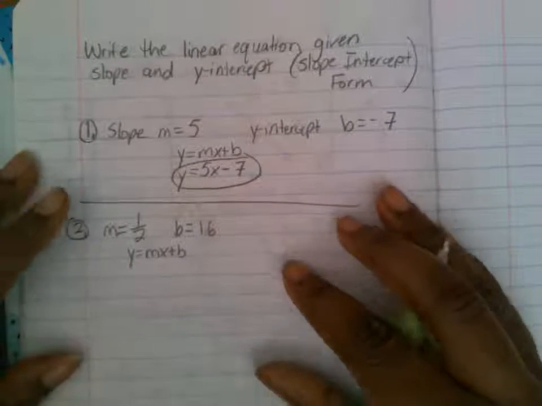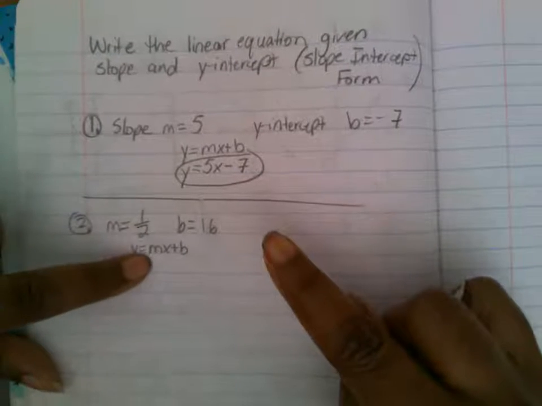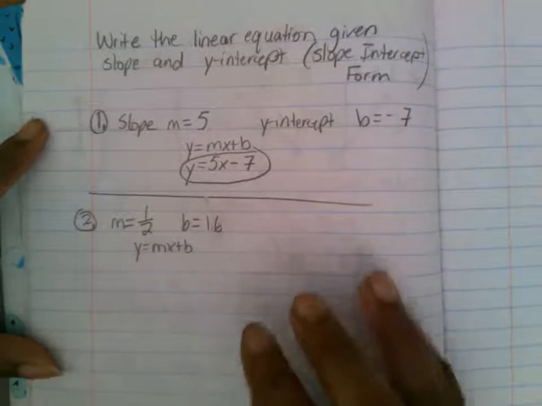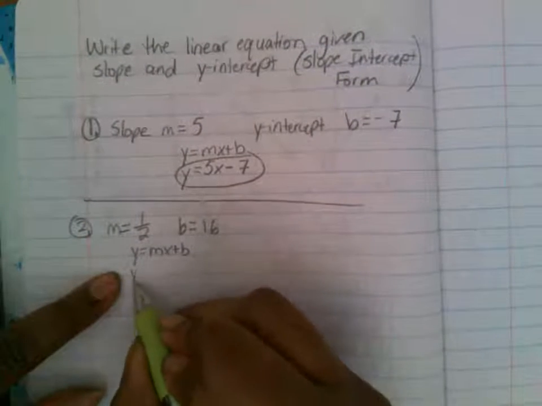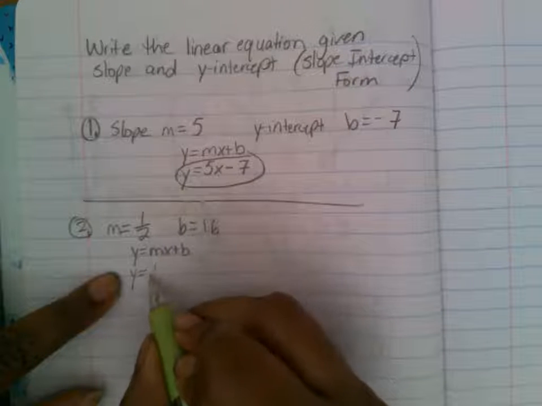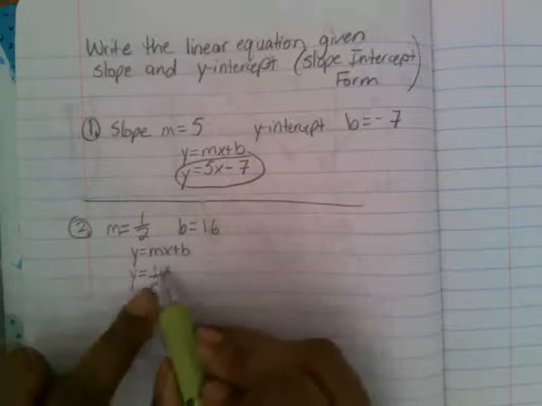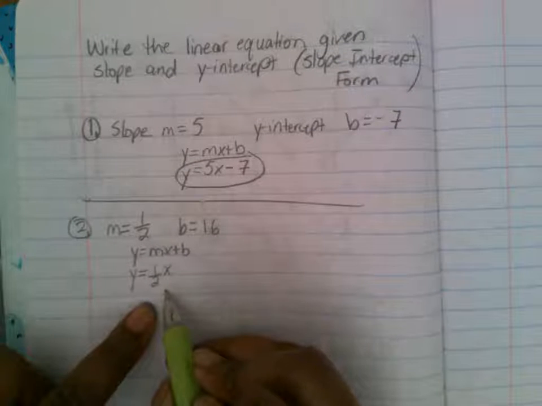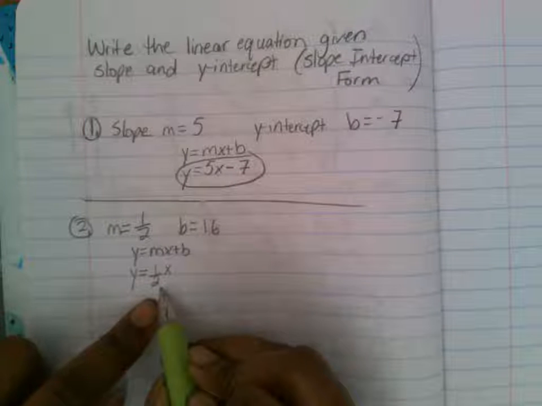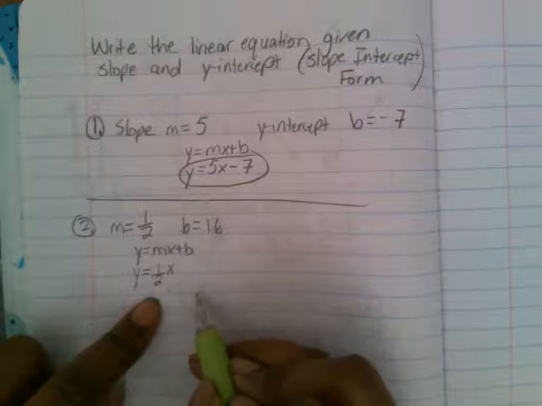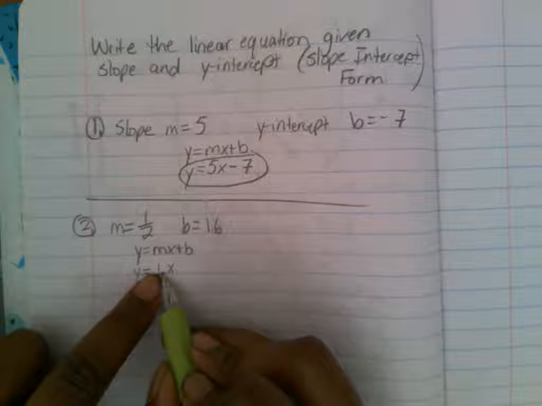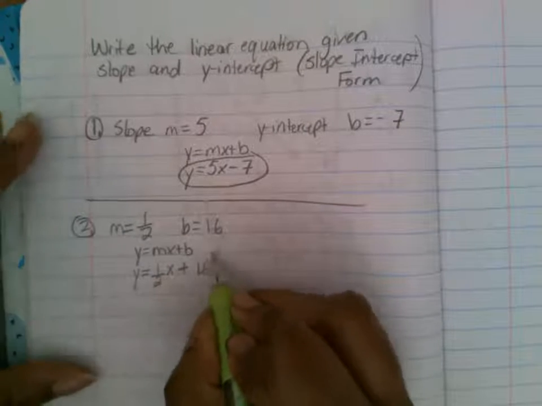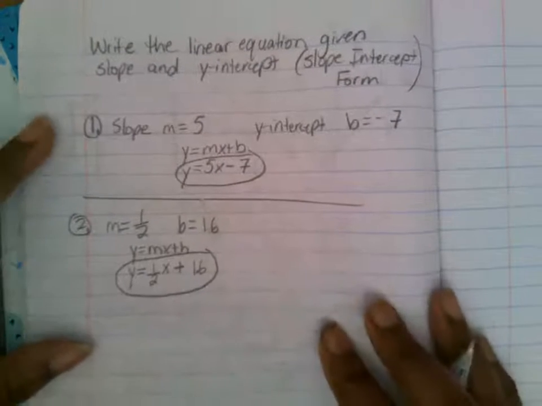So all you're doing is substituting your m and your b, because m and b are both given. So my answer for this equation is going to be y is equal to 1/2 for m, x, and x either goes on top as the numerator or out to the side, but not on the bottom. Please do not put x on the bottom as a denominator, or it's not going to be linear anymore. So it's either as a numerator or out to the side. Plus, because this is a positive, 16. So this is your answer for number 2.